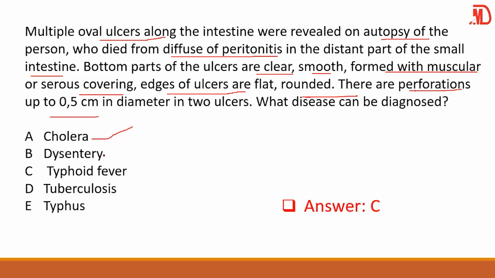And in some questions, they will tell you that it is found in eggs, it is found in milk. All of these things, take note of them. In the egg and in the milk, you can find salmonella over there. So here you are thinking of typhoid fever. All right.